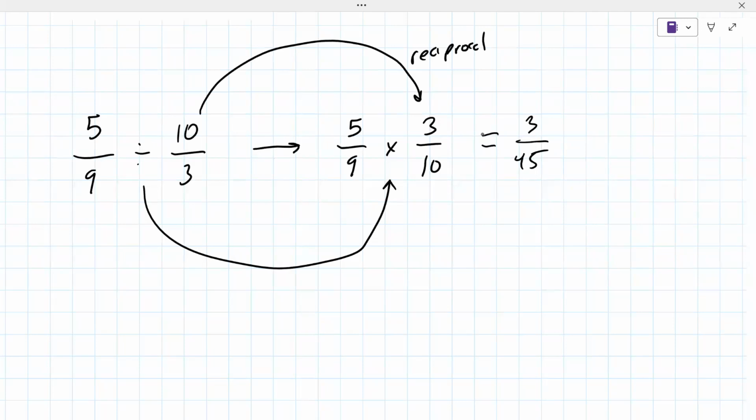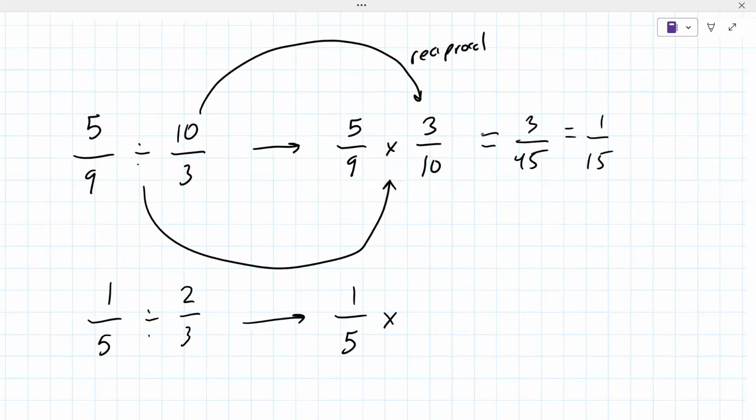Okay, so what? 1 over 15. Okay. Now you don't always get cancellations. Okay, so one fifth divided by two thirds becomes one fifth times 3/2. There are no cancellations here. There's no pre-reducing. Sometimes it just doesn't work. Sometimes it does. Okay.